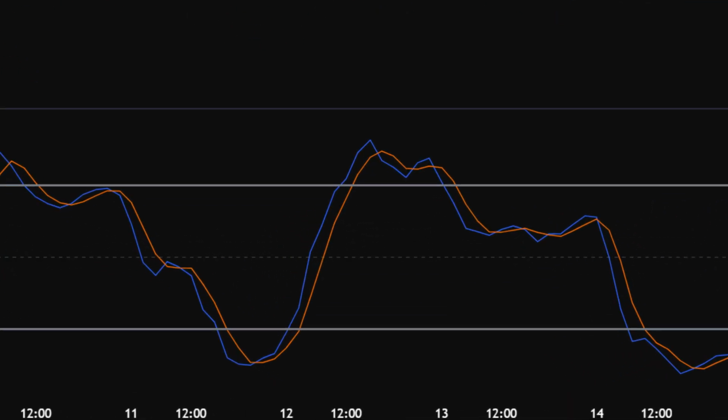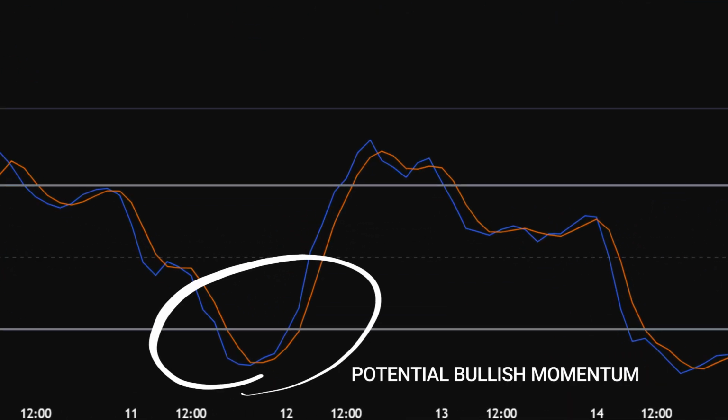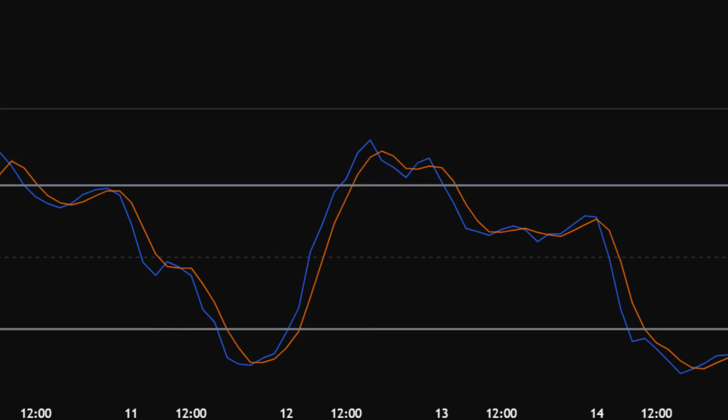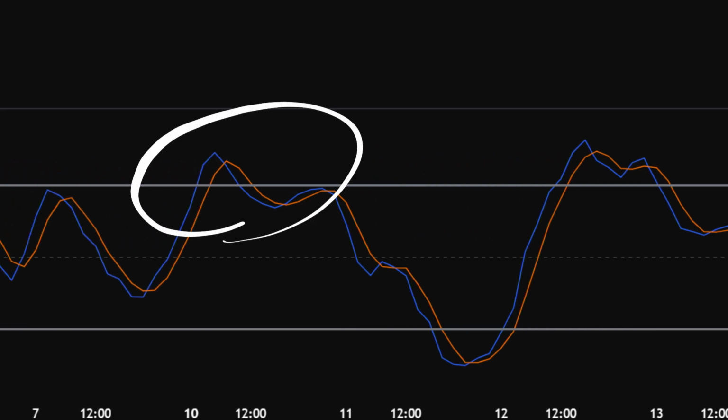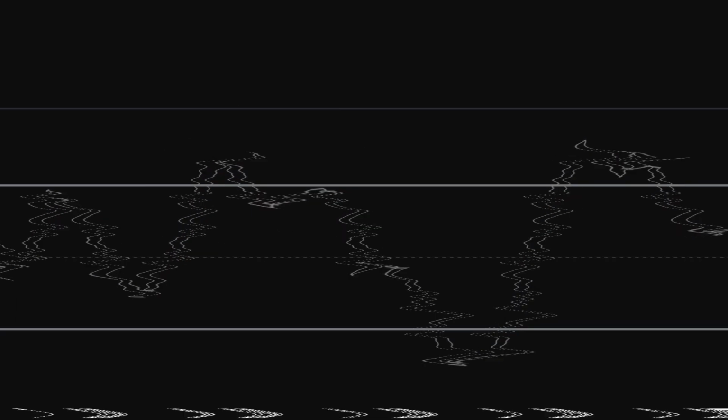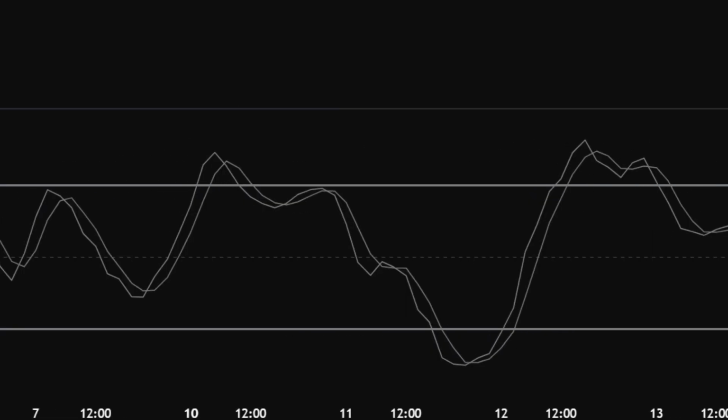When that %K line crosses above the %D line, it signals potential bullish momentum. On the flip side of that, when the %K crosses below %D, it suggests bearish. However, these signals alone are not enough for reliable trading decisions.